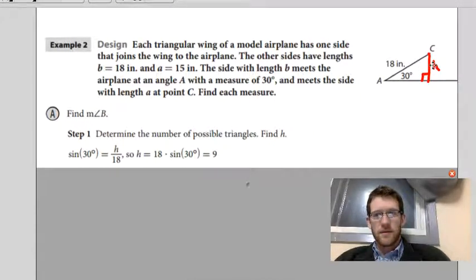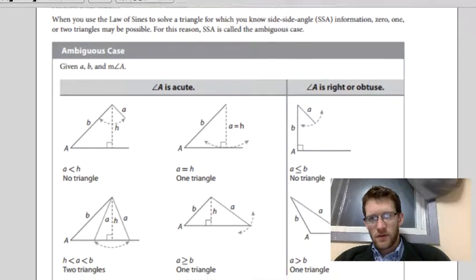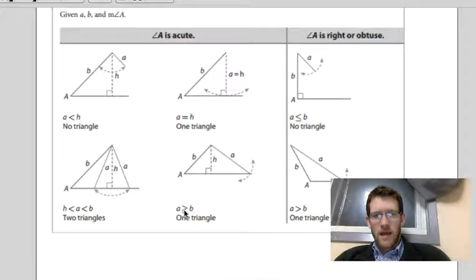So because the height or the altitude of that triangle is 9, what can we conclude about the number of triangles we can make? We know that A is 15. So we go back here and we say, okay, is A less than 9? No. Is 15 equal to 9? No. Is A greater than B? Well, A is 15, B is 18, so no. Is A less than B and greater than the height? Yes. So that means we're going to have two triangles.